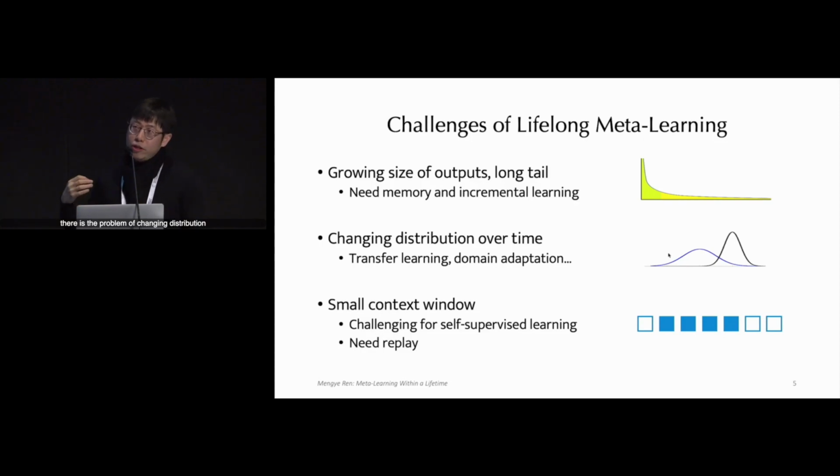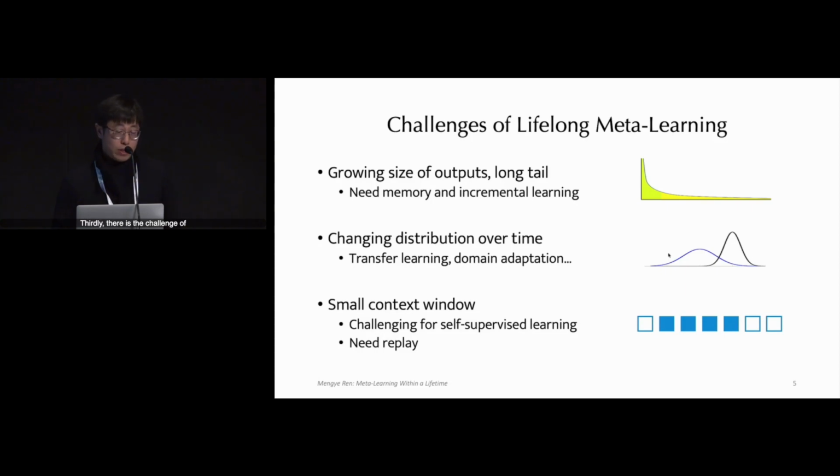Secondly, there is the problem of changing distribution over time. This is related to transfer learning and domain adaptation, but historically people have mainly benchmarked these algorithms in terms of source and targets, which I think we also need to look at more in terms of this online change of distribution, and not just from one to another.